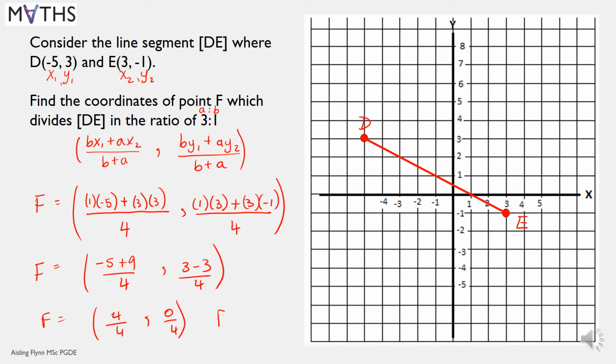When you simplify that, we get the same answer as we did the other way, which is 1, 0. And this is our point F. So whatever your personal preference is, and depending on if you have a graph drawn in advance or not, you may choose to use a graph, or you may choose to use the formula.